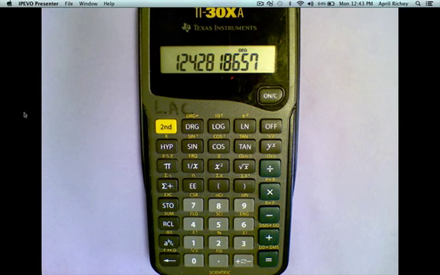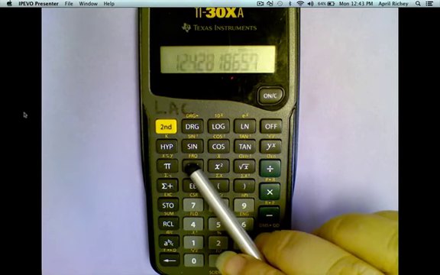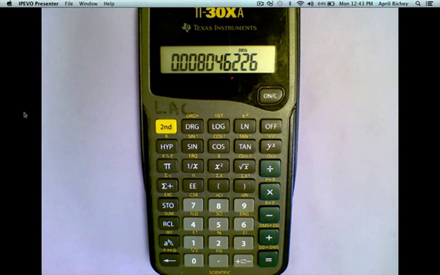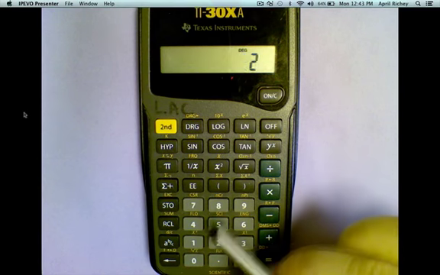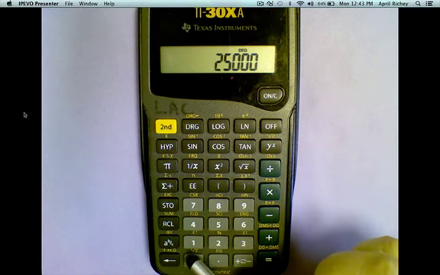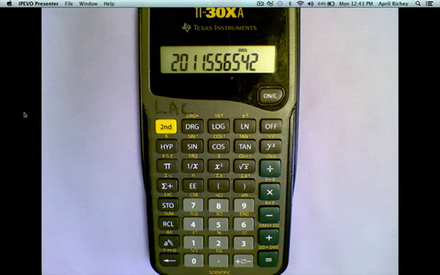Now I need to raise that to the negative 1 power. So I'm going to press my reciprocal button, and that gives me 0.0080. And then finally multiply that by 250,000. And that gives me 2011.5565.